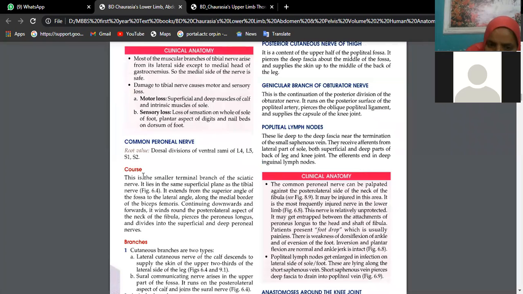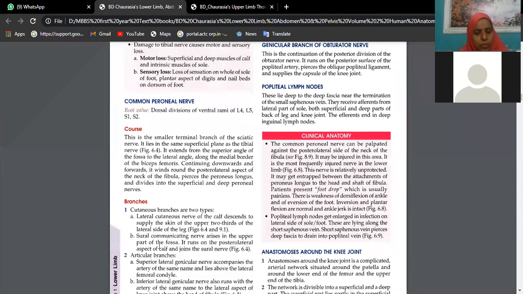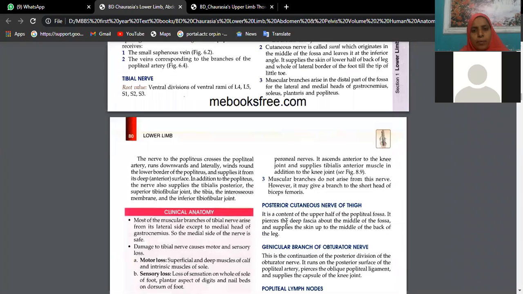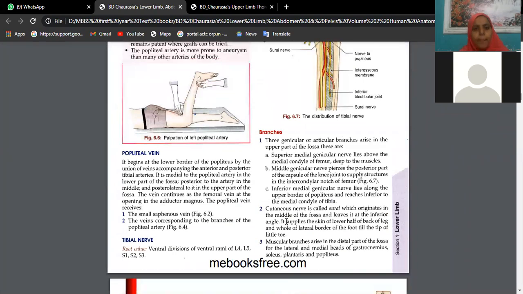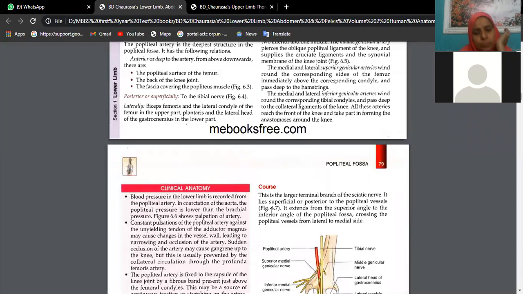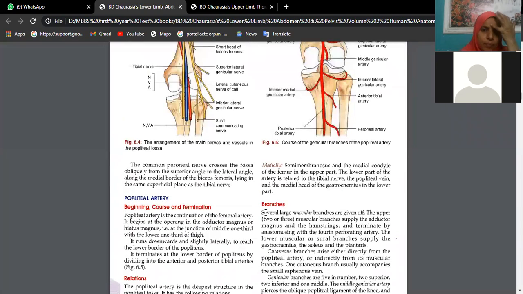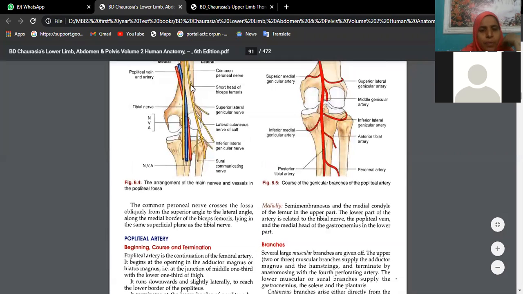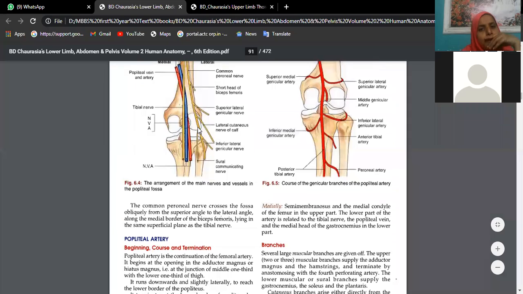Okay, that is of course. I told you very nicely. 6.4 and 9.1. Yes, beta. You can see here this one, common peroneal nerve.